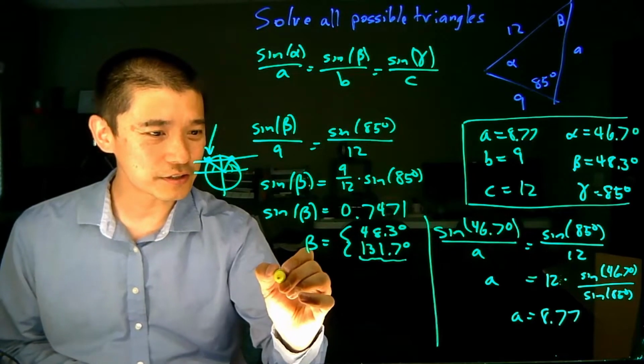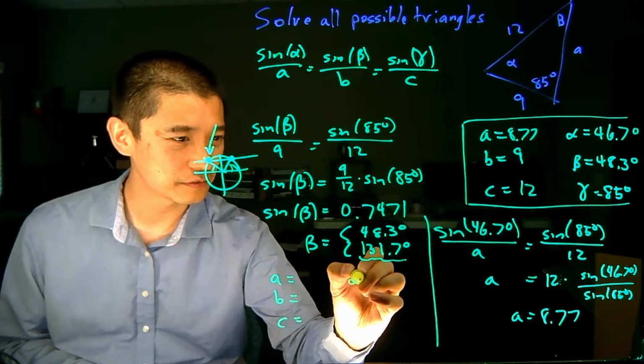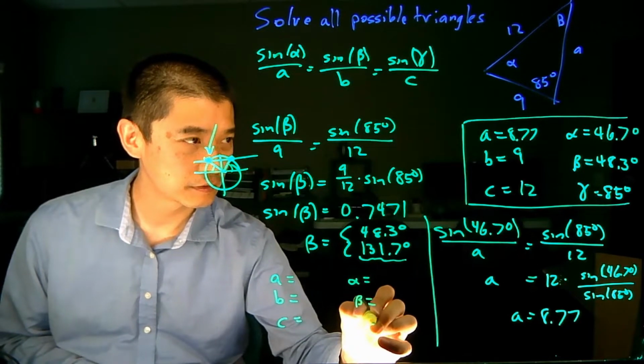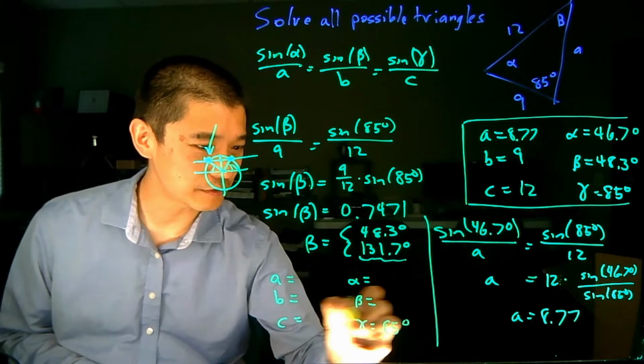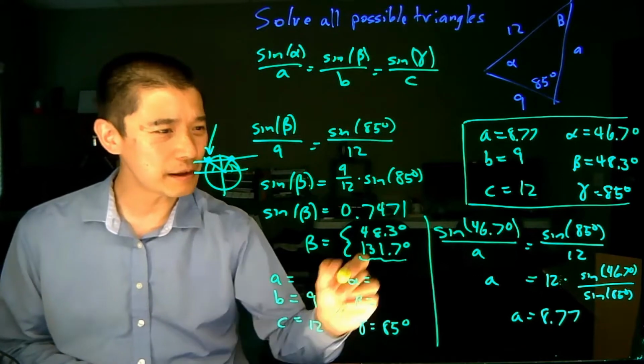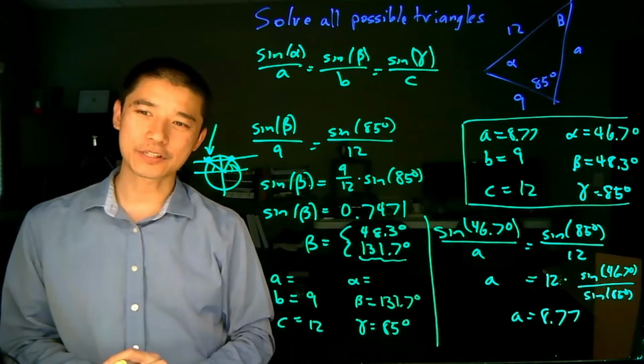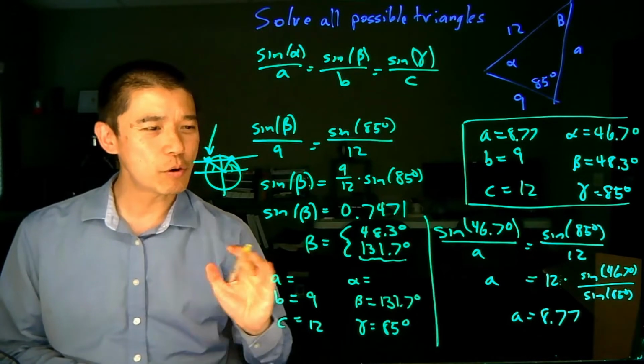Let's go ahead and start setting up the chart. And let's see what happens here. So we had gamma was 85 degrees, C was 12, and B was 9. This was the given information. What would happen if we were to put 131.7 degrees right there? What would alpha be?